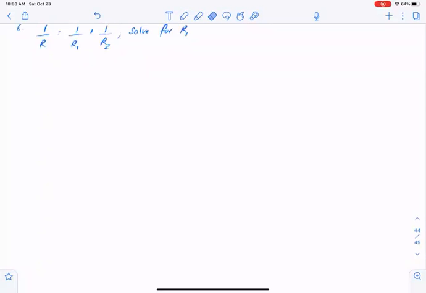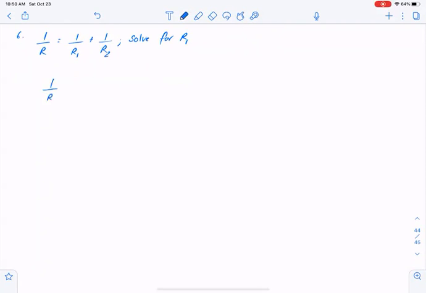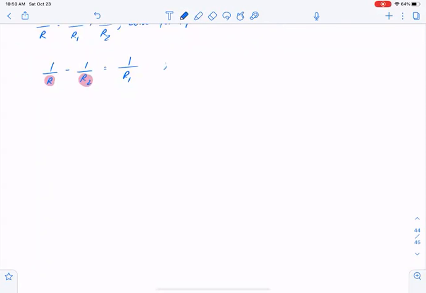So we want to solve for R1. So the process is the same as the previous problem. So I'm going to move 1 over R2 to the left-hand side. So it becomes negative 1 over R2. There is nothing in common between those two terms. So the least common denominator is R2 times R. So I'm going to multiply the first expression by R2, the second expression by R.